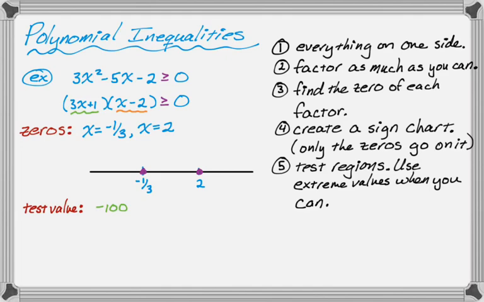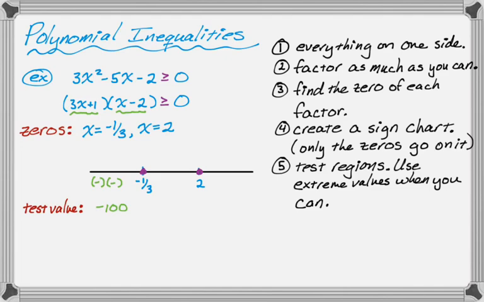So I'm going to go up to the factored form and get rid of these lines. First I'm going to test negative 100 in 3x plus 1. I don't actually care what value I get there; I just care if it's positive or negative. 3 times negative 100 plus 1 is definitely negative, so I'm just going to put a little negative sign there. Now I'm going to test x minus 2. If I plug negative 100 in there, I also definitely get a negative.